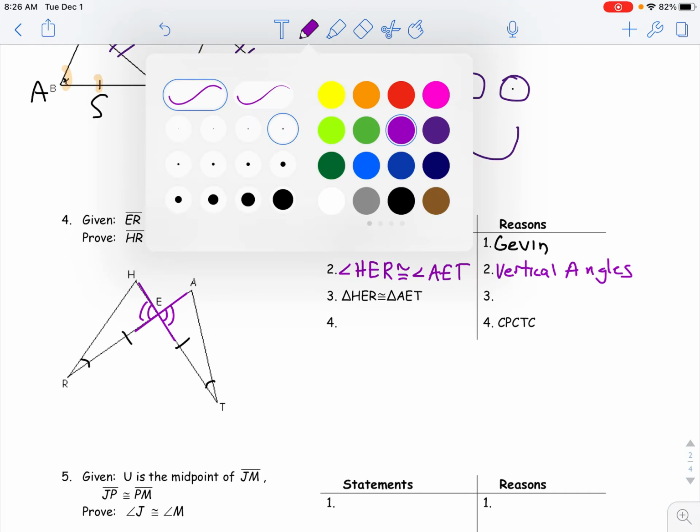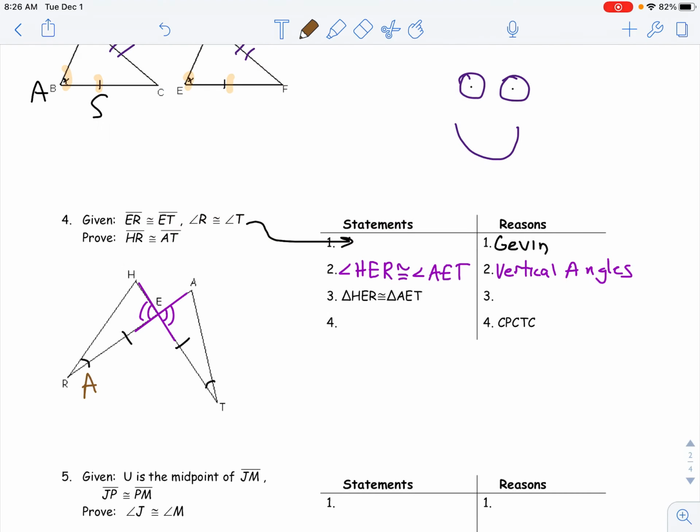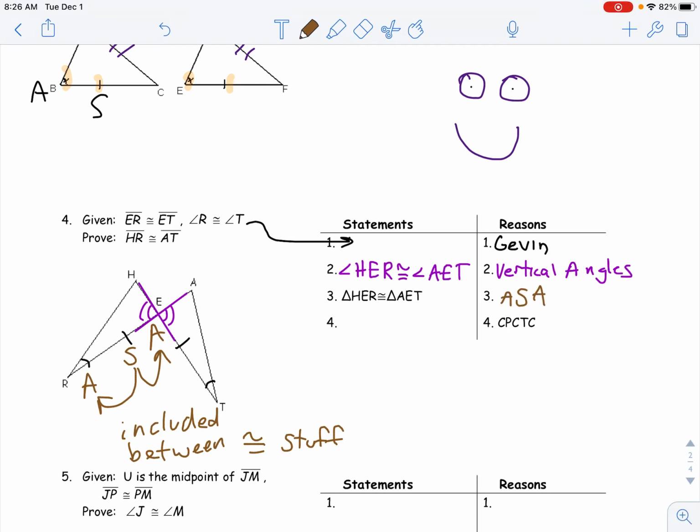And then the triangles are congruent. I have an angle, I have a side, I have an angle. The side is between both angles, so remember this is included because it's between the congruent stuff, between congruent stuff. In this particular case, it was angles. All right, so this is angle, side, angle. All right, order of the letters are incredibly important. It looks just like how the picture is.